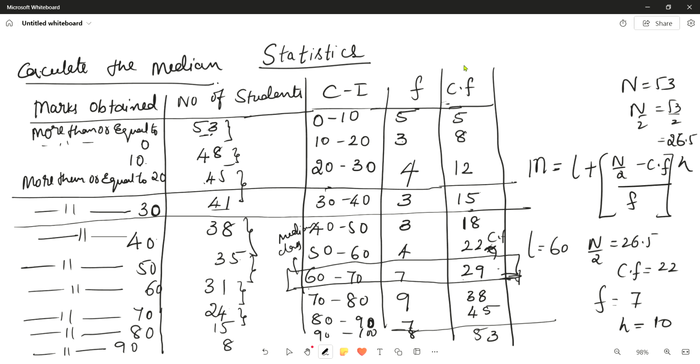How much did you get? 75. Modal class, correct, 75. See, the highest frequency is 9, no? 70 to 80. Oh yes, I did 60. How much did you get? 75. Yes, I could realize it.